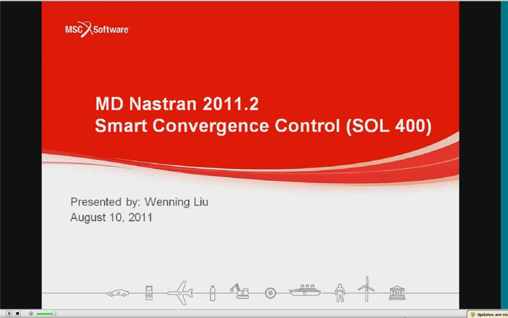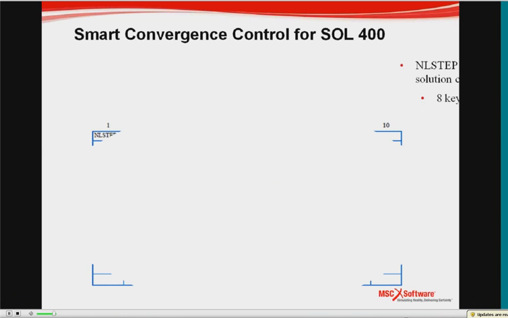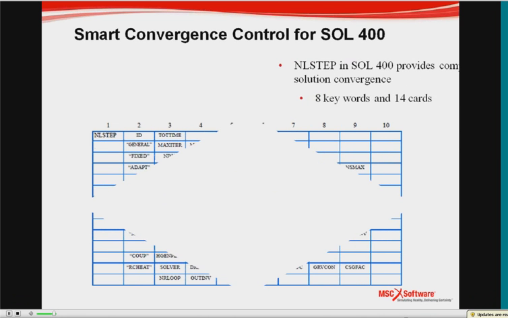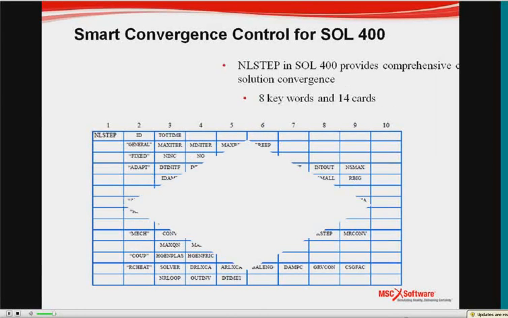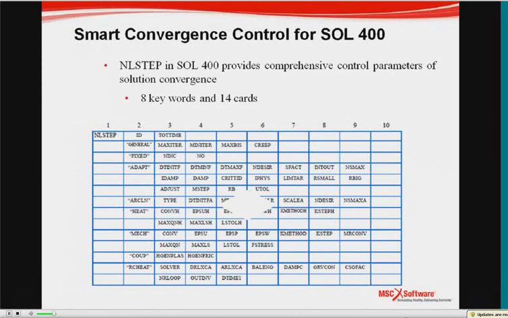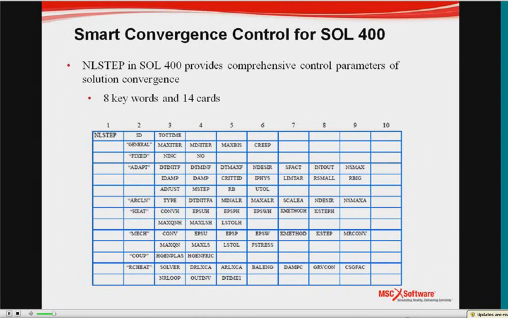Today, I'm going to give a brief introduction on two new features of NLSTEP for Solution 400. The first one is the smart convergence control for Solution 400. In general, as you know, the NLSTEP in Solution 400 provides comprehensive control parameters for solution convergence.